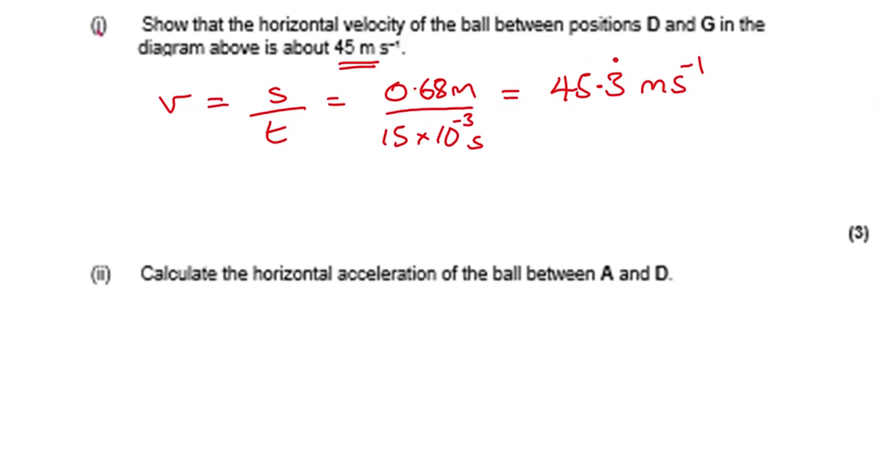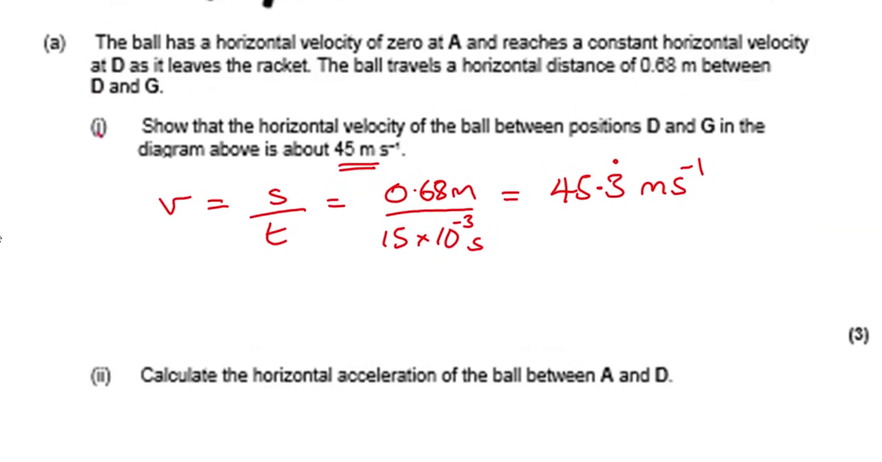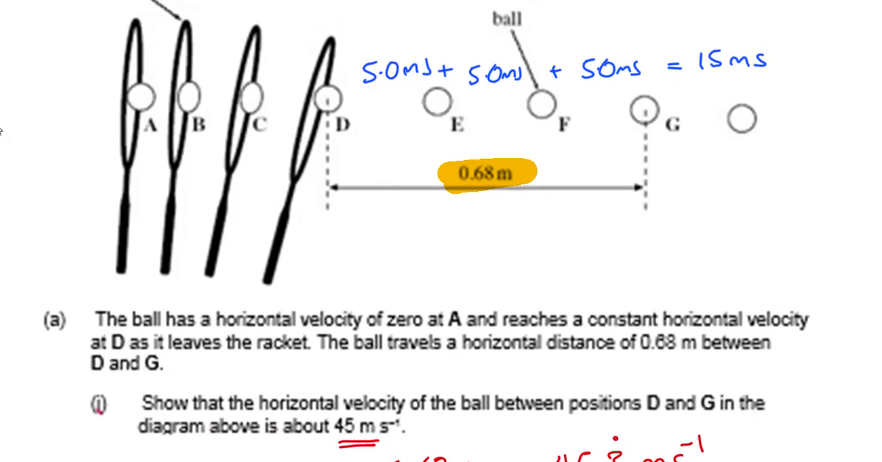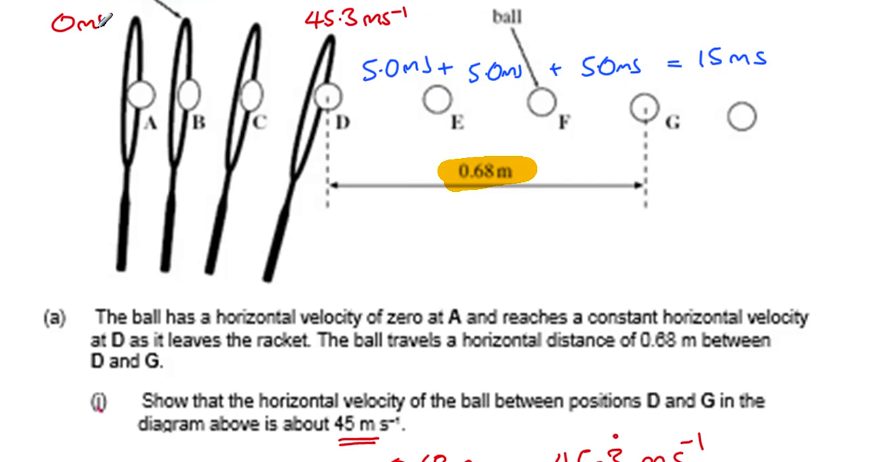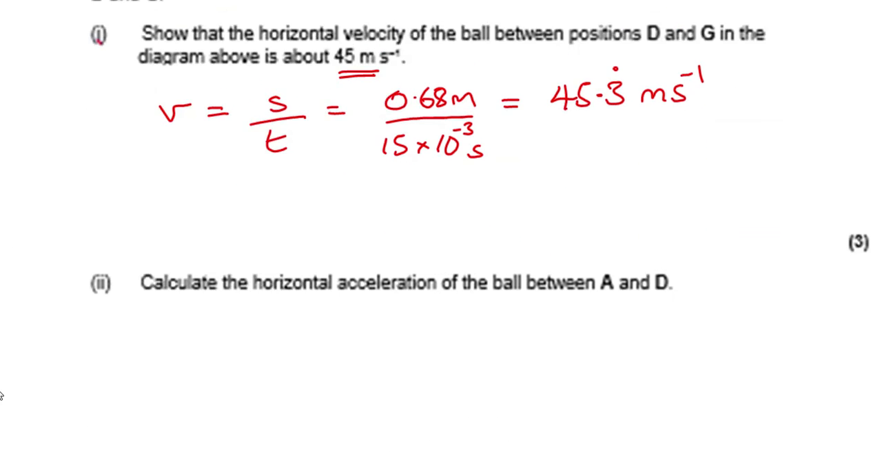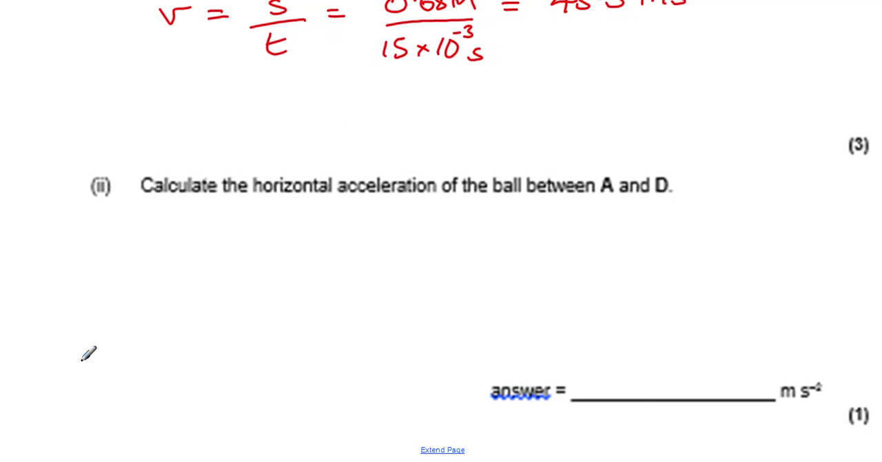Now, second bit, calculate the horizontal acceleration. Right, again, delightfully, you've just worked out that the thing at D is doing 45, call it 45.3 meters per second. You know that at A it was 0 meters per second. So in the SUVAT equations, that's U, that's V. And they've asked you to work out the acceleration.